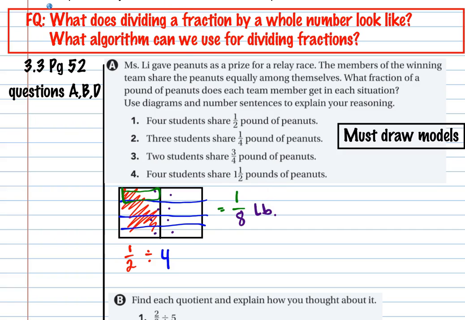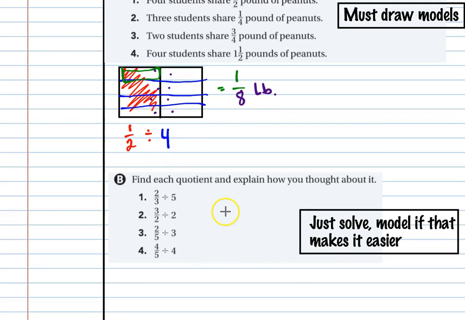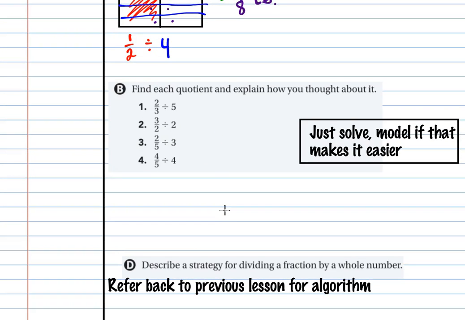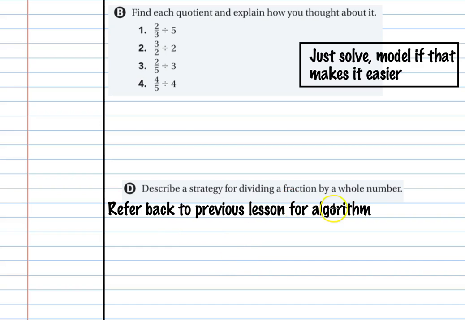Okay, I'll do that again for number 2. It says 3 students. Actually, you know what? The sub can pause the video here. You guys can work through this. Please model question A. You do not have to model question B. You can just solve it, but if you like modeling it, that's fine as well. And then describe a strategy for dividing fractions by a whole number. Refer back to the previous lessons for the definition of algorithm if you don't remember. If you do remember, great, you don't have to turn back.